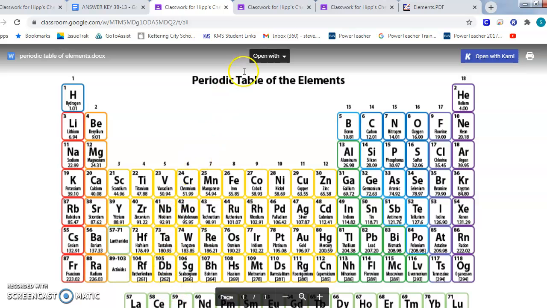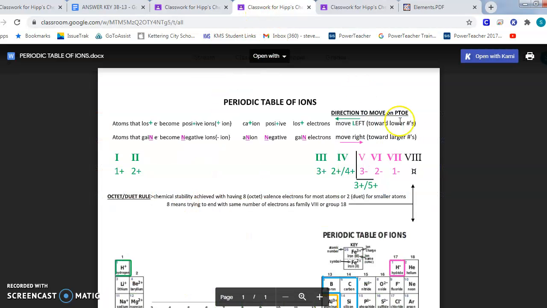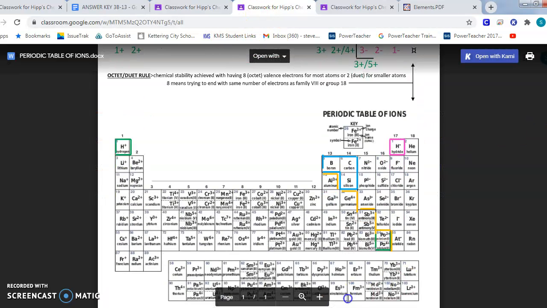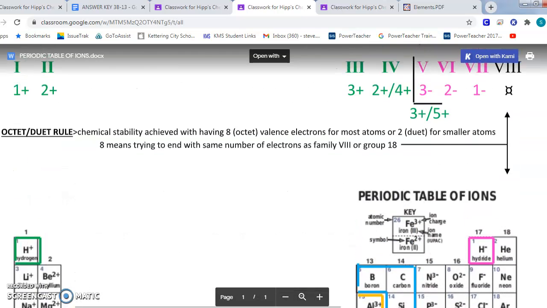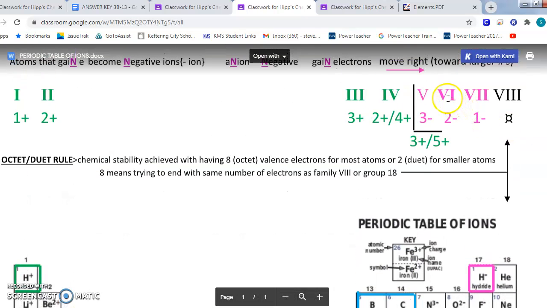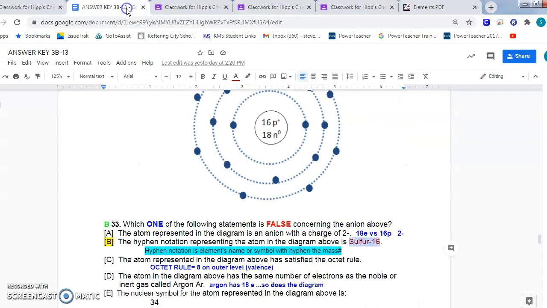Does sulfur like to become the sulfide ion and be 2 minus? If we come down here and look, absolutely. Sulfur does become 2 minus. It becomes the sulfide ion. Sulfur is in family 6. It loves to get 2 minus because when you take 6 and add 2 to it, you end up with 8.